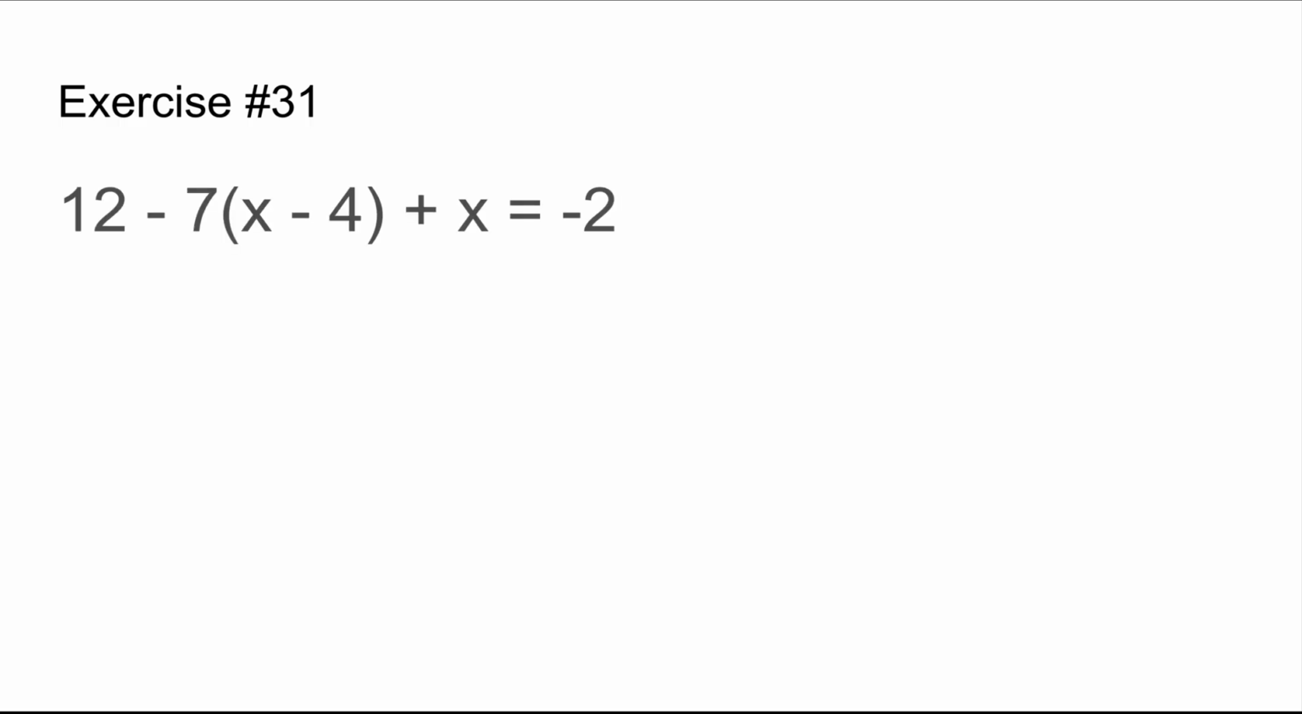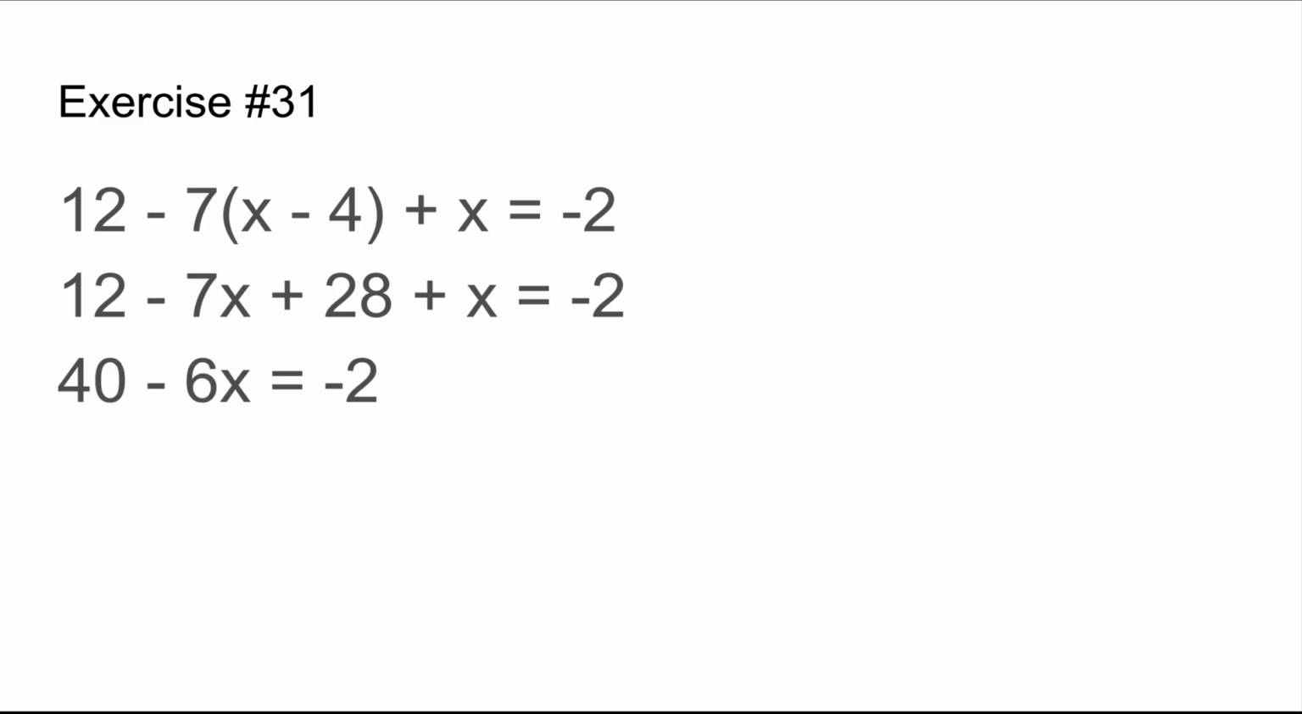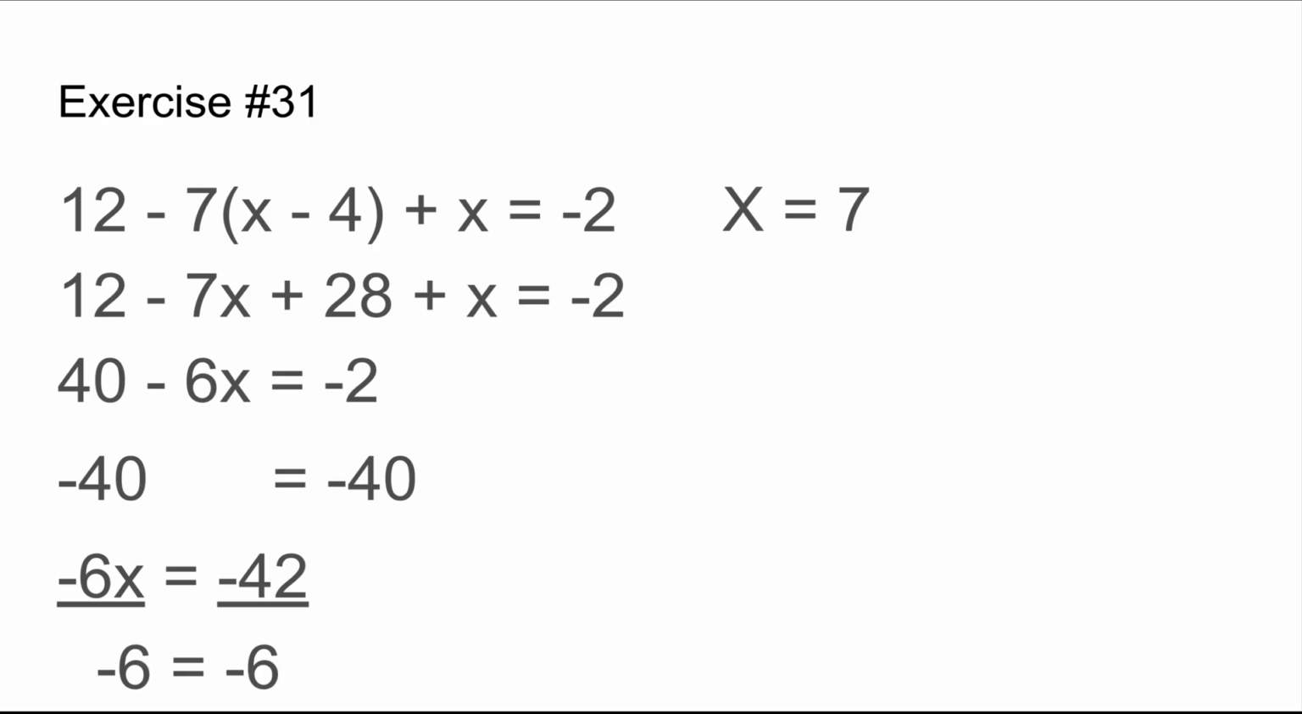31. We have a negative 7. Don't forget the negative. Negative 7 times x. Negative 7 times negative 4. Here's our new equation. We're going to add our like terms. We have negative 7x and x, which would make negative 6x. And we have 12 plus 28, which makes 40. Subtract 40 from both sides. Negative 6x equals negative 42. Divide by negative 6, both sides. x equals 7.